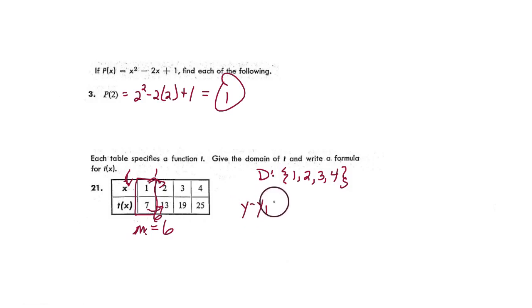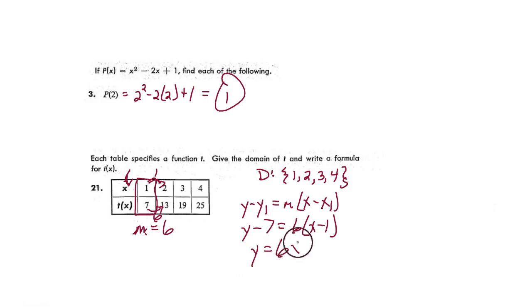y minus y1 equals m times x minus x1. It's not really y that we're talking about, right? It's the letter t, but we can still use that pattern. So y minus 7 equals 6 times x minus 1. We can leave it like this, but we're not really talking about y, we're talking about t, so we really should fix that. We have y equals 6x plus 1, and let's replace y as t of x.